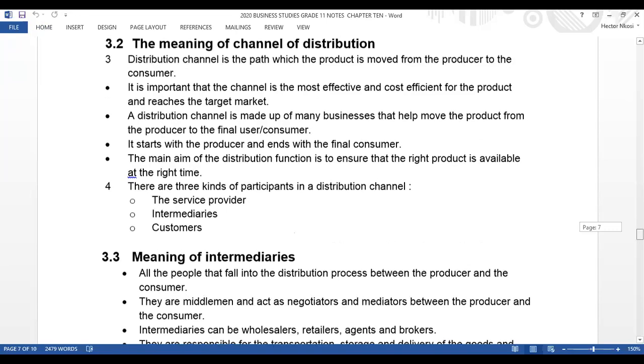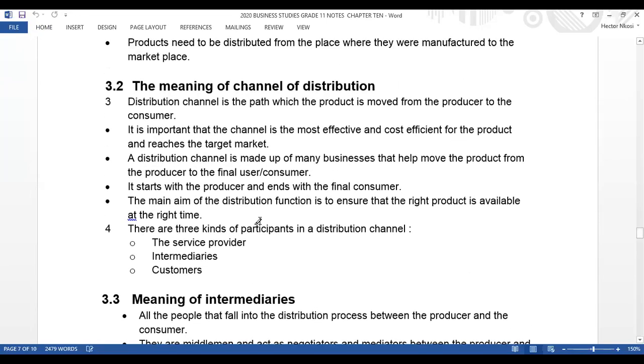Yesterday we finished under the 3 kinds of participants in the distribution channel. We said it starts from the service provider, then there are intermediaries, and there is the customer. We used the Coca-Cola example yesterday. The service provider will be Coca-Cola, then an intermediary will be any supermarket like Pick n Pay, Makro, Spar, ShopRite, Woolies and so on. Then your customers are individuals basically.